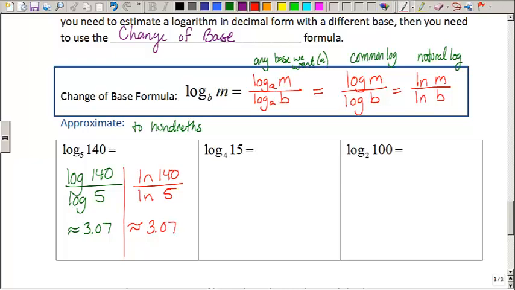Does it really matter which way you do it? Well, the answer is no. But you do need to either choose natural log or common log. Any other base won't really help you when you're trying to calculate using the calculator.